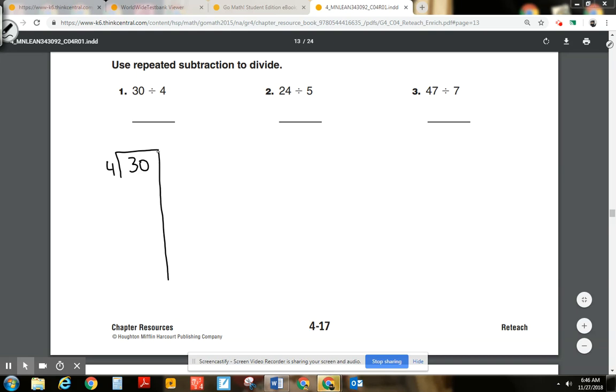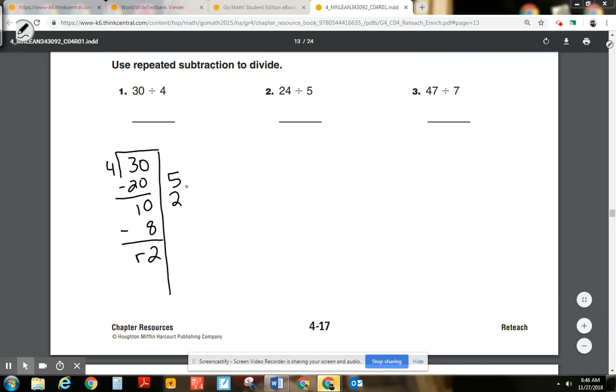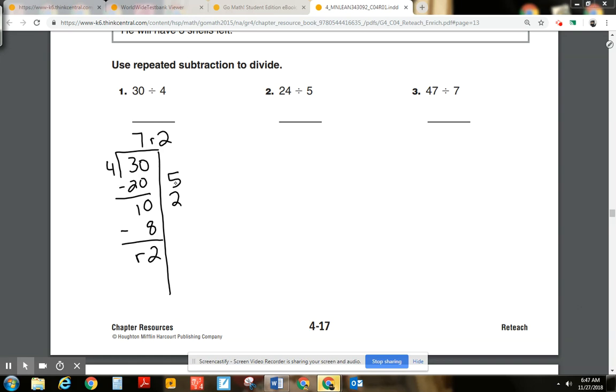All right. Well, I can't do 10 because that would make it go over. So let's try 5. Well, 5 times 4 is 20. I would have 10 left over. Okay, how many 4s fit into 10? 2. 4 times 2 is 8. I got 2 left over. Well, the 4 can't fit into 2, so this is a remainder. So I have 7, remainder 2. It's really important that we line up our place value when we are using repeated subtraction.